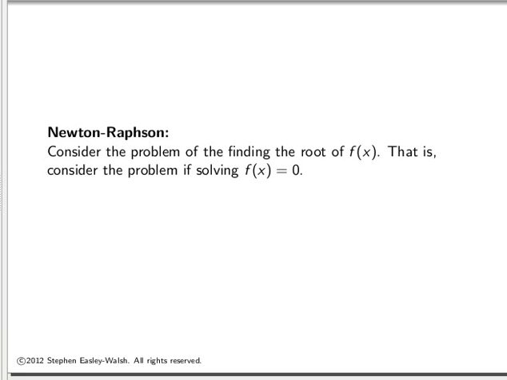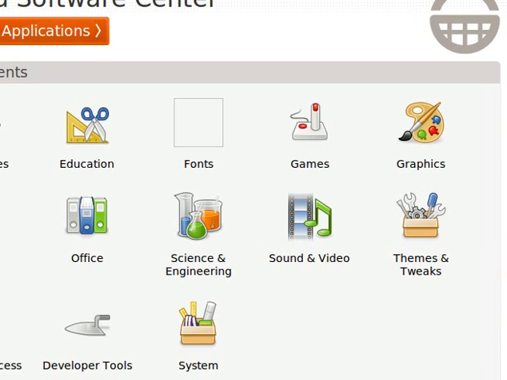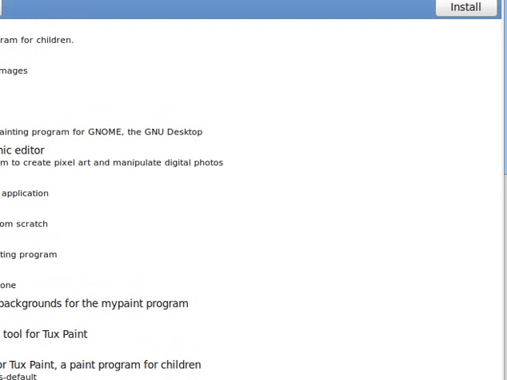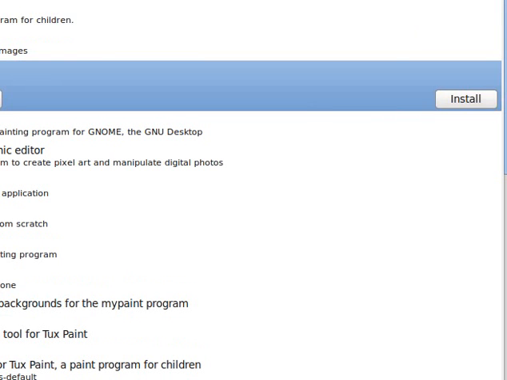Okay, so I think I'll show you the idea of Newton-Raphson actually with a graph. Where's my paint program? Okay. Excuse me while I just install a paint program here. Yeah, there we go.